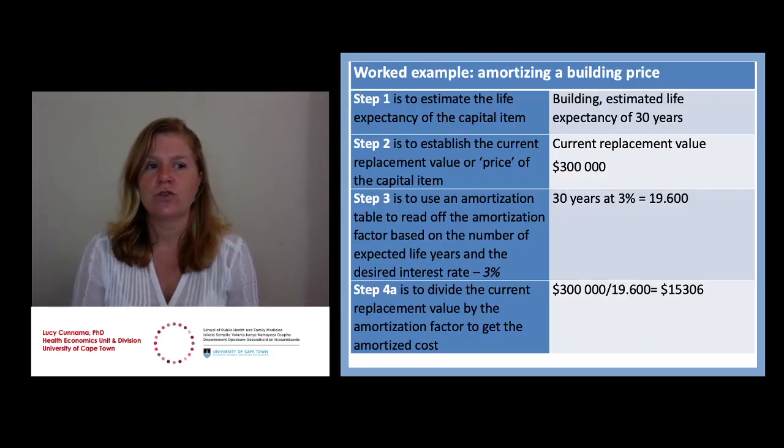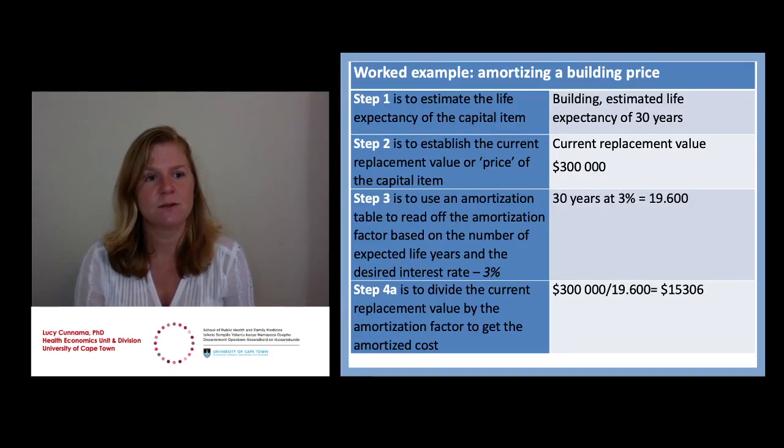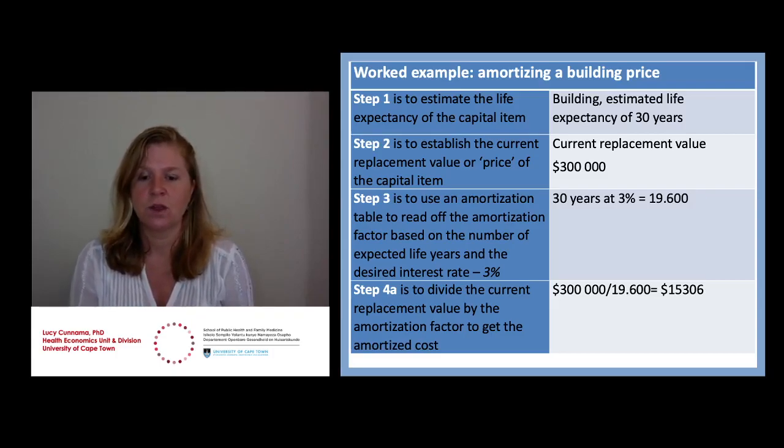Here we're just going to go through a worked example so that you can become a little bit familiar with the practicalities of actually amortizing. This is a worked example, and the figures are obviously hypothetical. If we are taking a building and we are going to say that it's going to last for 30 years, in step 1, our life expectancy is set at 30 years. Step 2 is then to establish the current replacement value or price of the capital item. So here, let's say that this building costs $300,000 to replace.